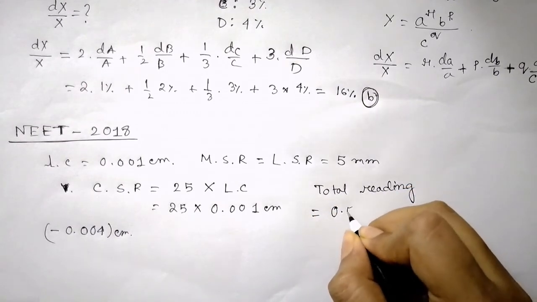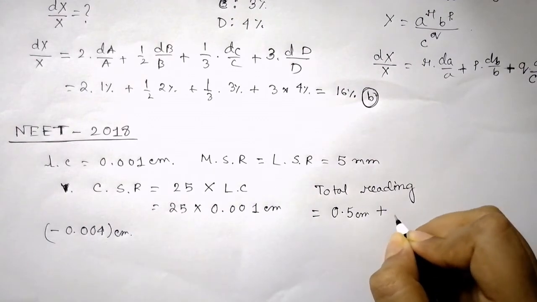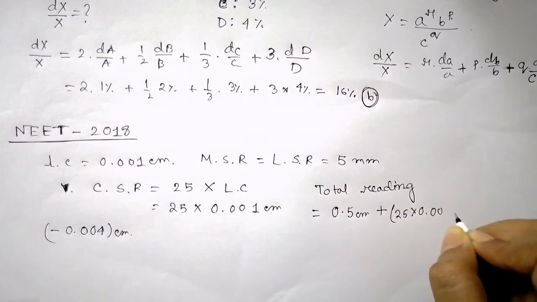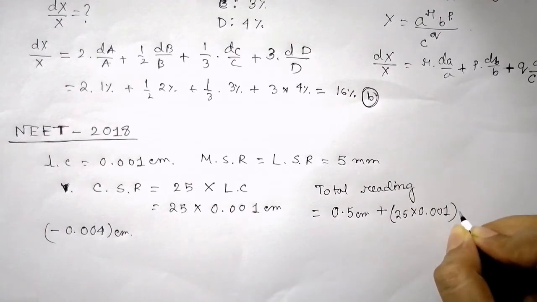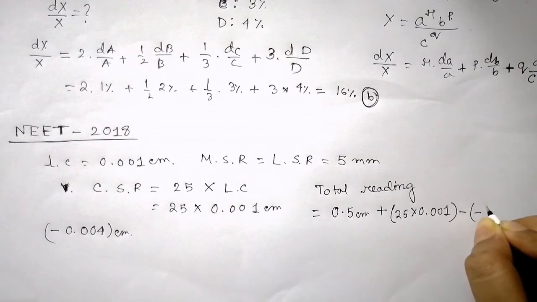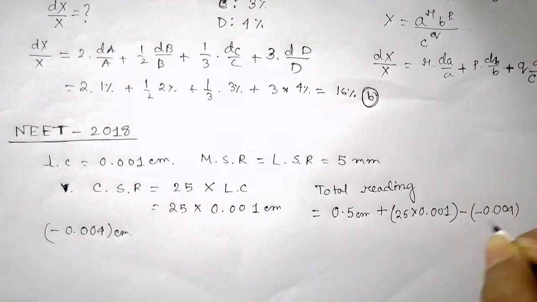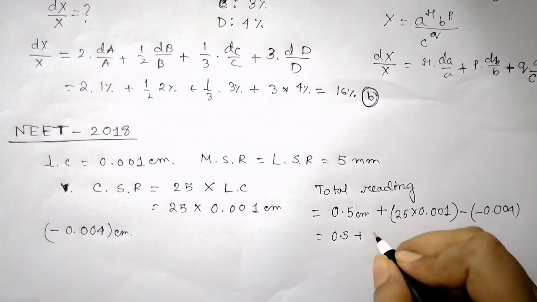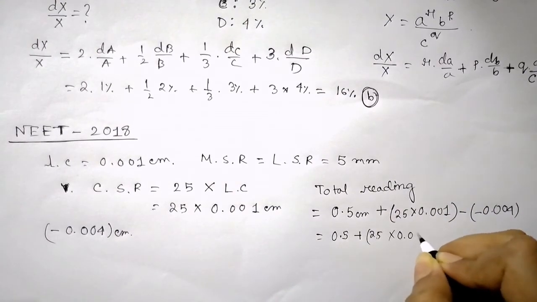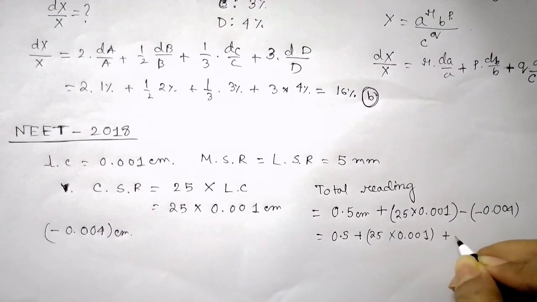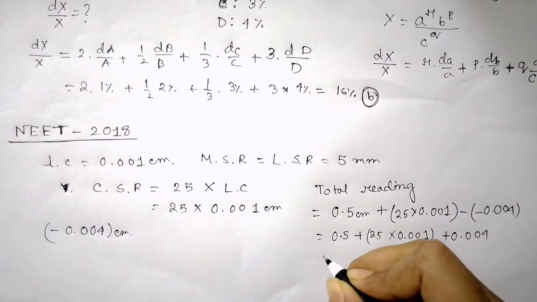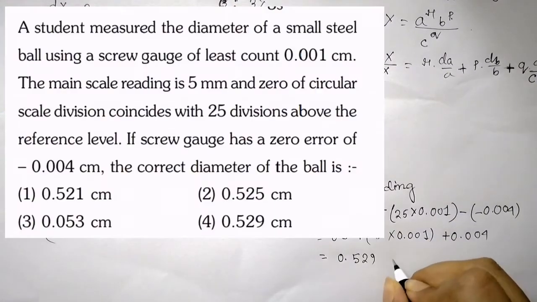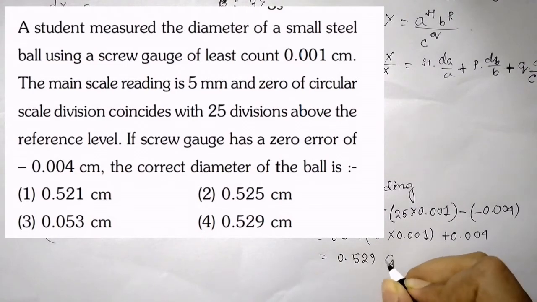Convert it in centimeter. It will be 0.5 centimeter plus circular scale reading will be 25 into 0.001 centimeter minus error. Error is negative 0.004. So it will be 0.5 plus 25 into 0.001 minus minus 0.004, and the answer will be 0.529. You can see from the options it is matching with option 4.